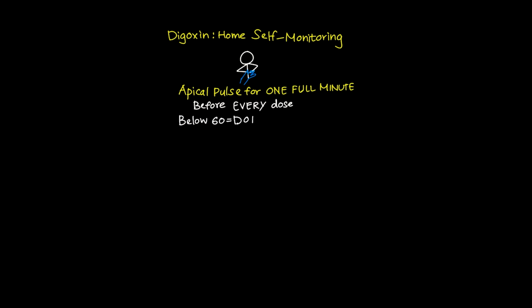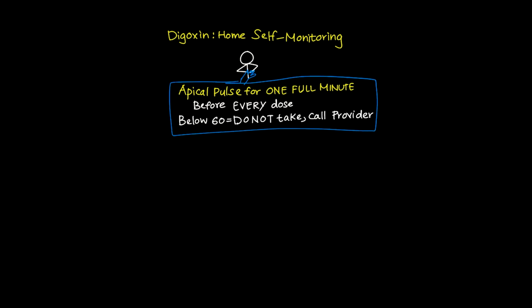safety. The 1 full minute part is critical because counting for only 15 or 30 seconds and multiplying introduces error, especially with an irregular heartbeat.